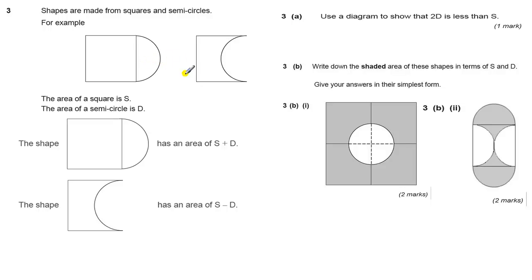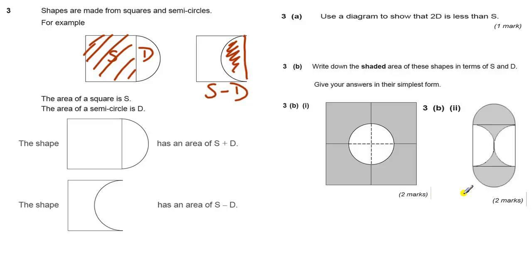Okay, here we have question 3. Now this question is using diagrams to represent algebra, where we have the area of a square, represented by the letter S, and a semicircle, represented by the letter D. So this shape would be the square S minus this semicircle here, D. So that's the area that's left over when you start with the square and you take away the semicircle.